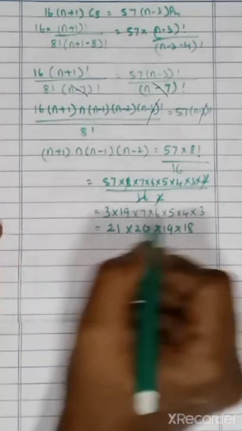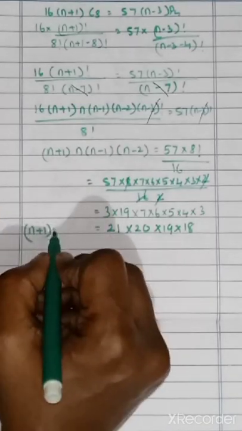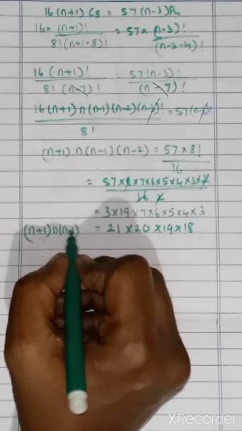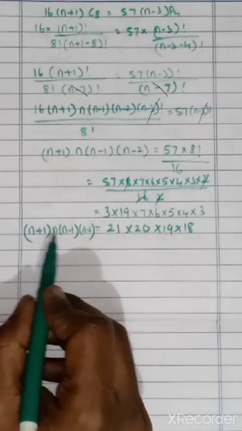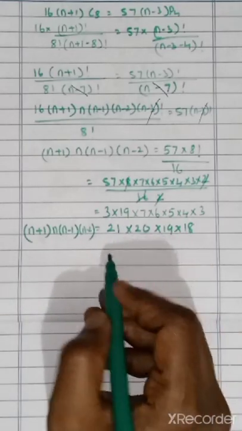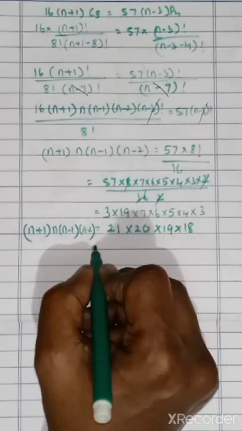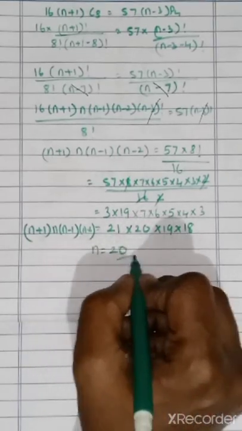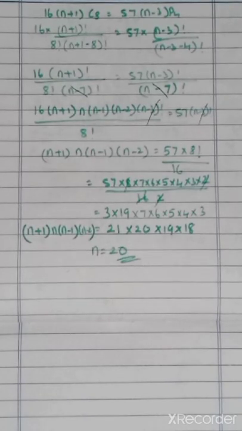Okay, so we can write the left hand side as n plus 1, n, n minus 1, n minus 2. Okay, now n plus 1, n minus 1, n minus 2, here are also consecutive numbers. So comparing these terms, we can take n is equal to 20. So n equal to 20 is your final answer.